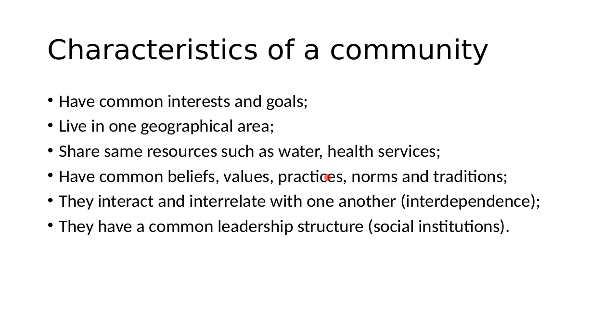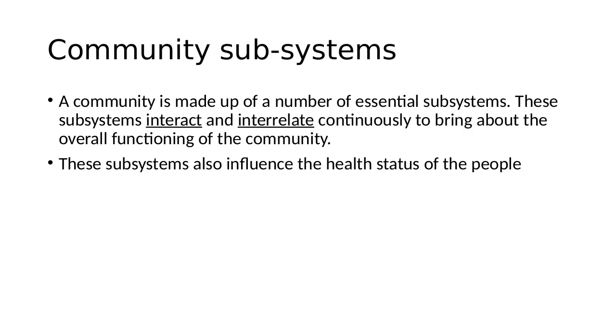because you are interdependent. Then they have a common leadership structure, that is social institutions. They must have a common leader, for example a chief who is instructing them or who is the source of leadership. They must have a person who is at least higher than the rest of the families when it comes to leadership structure. Those are the characteristics of a community. They must share a goal.